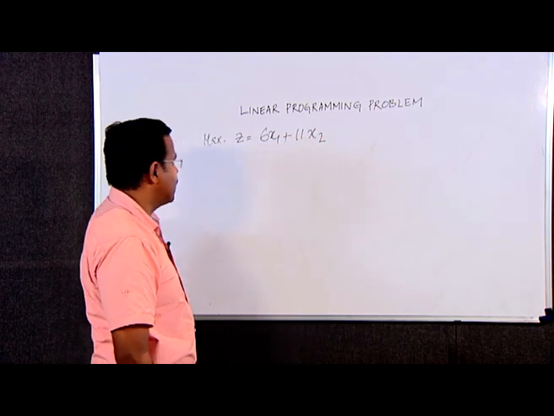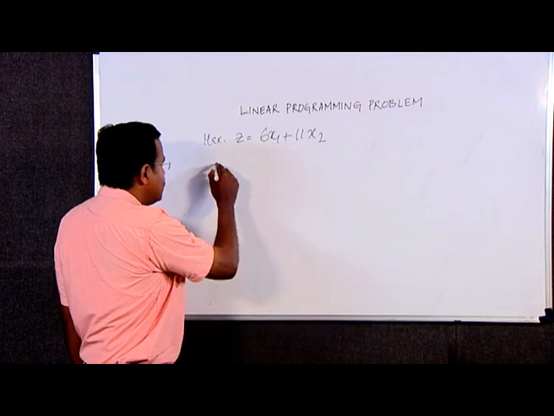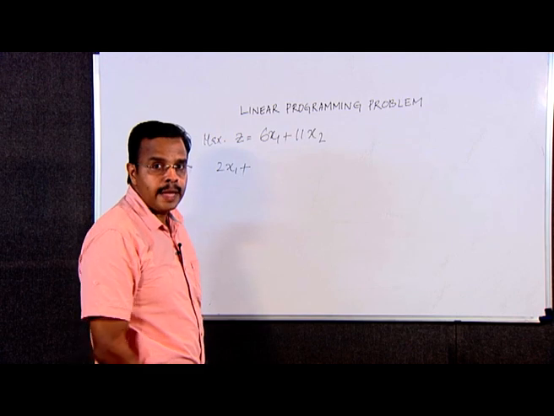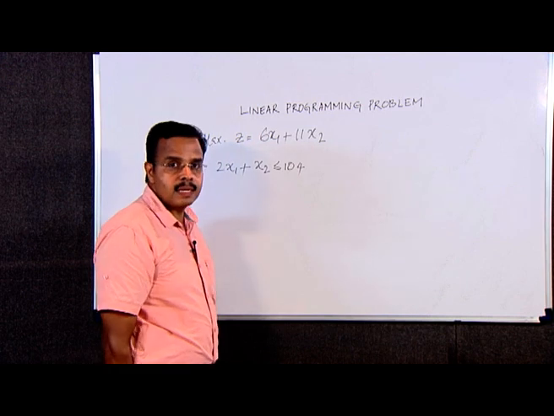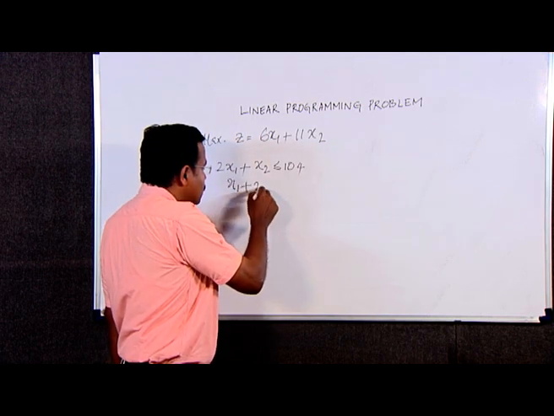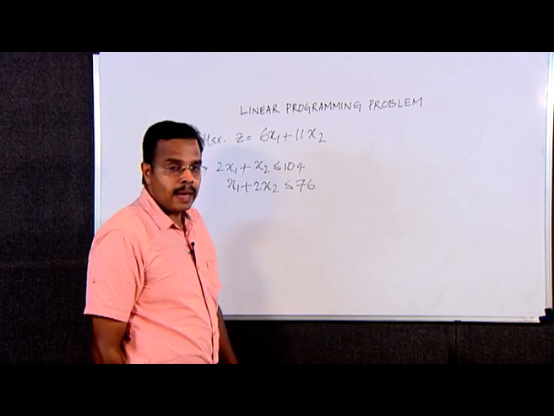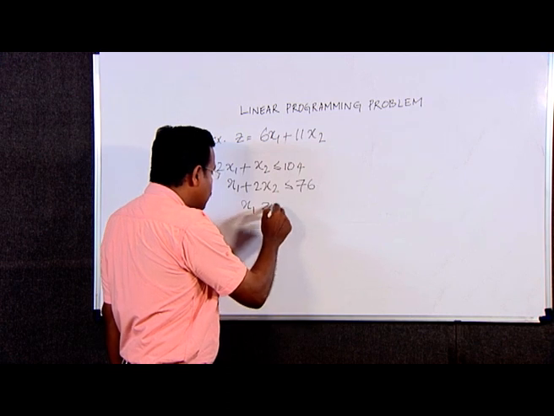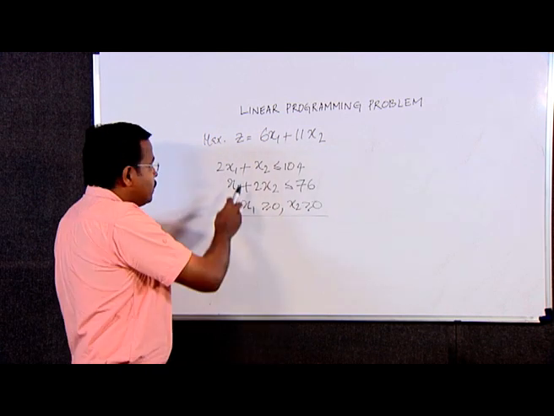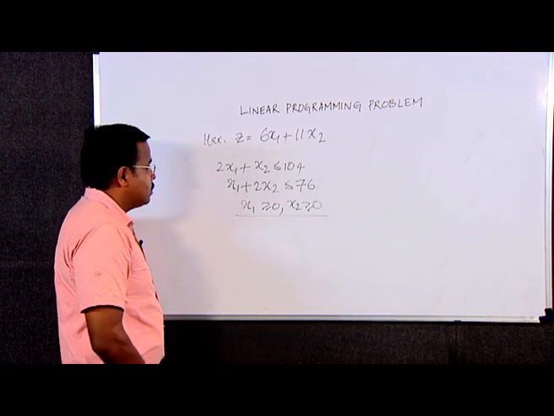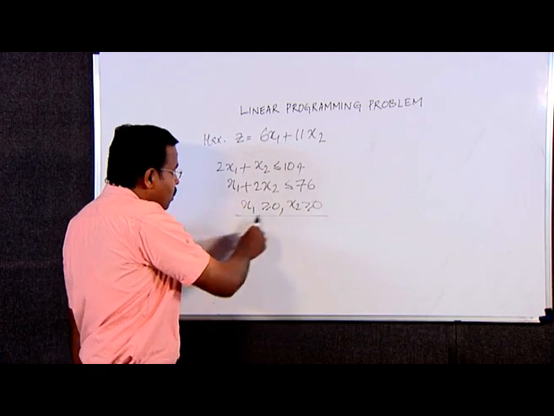This is the objective function to maximize: 6x1 plus 11x2. There are some constraints. The first constraint is 2x1 plus x2 less than or equal to 104. The next constraint is x1 plus 2x2 less than or equal to 76, and x1 greater than or equal to 0, x2 greater than or equal to 0. So, we want to identify the best values of x1 and x2, the most suitable values, so as to maximize the value of z keeping all these restrictions.